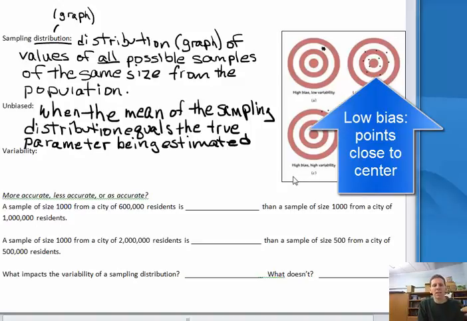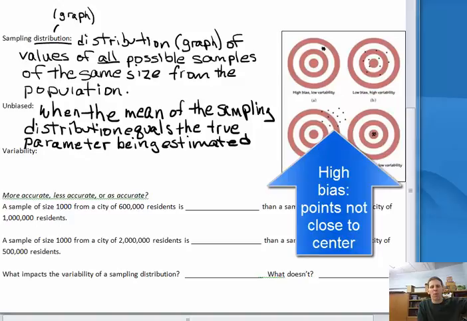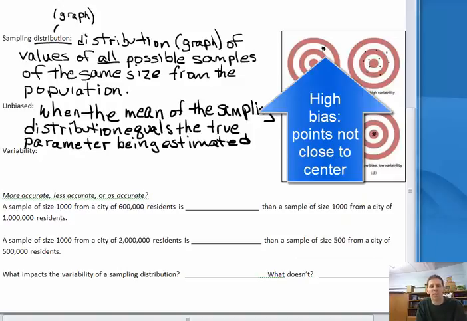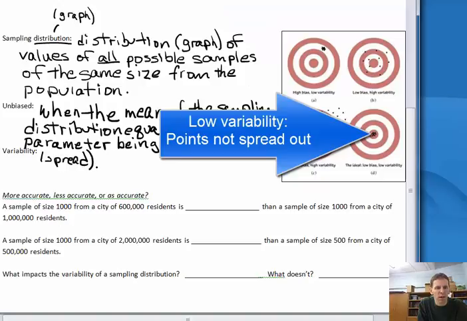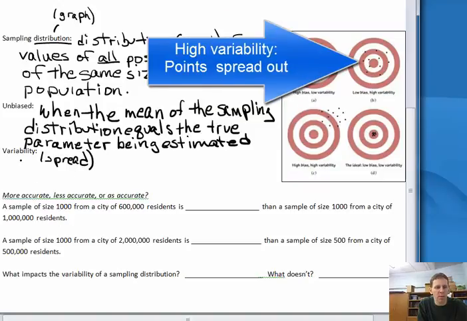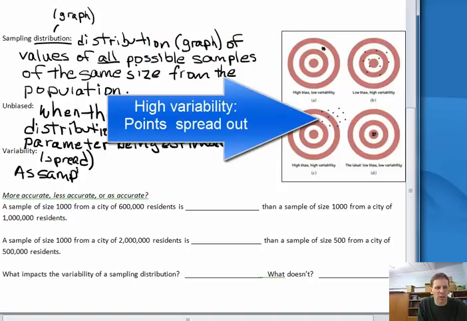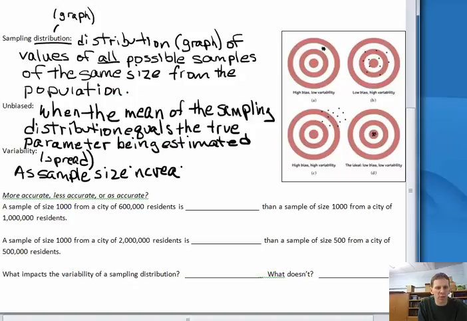If we have high bias, that means that the average of our sample points doesn't happen to be right on target. So what we want is unbiased data. We talked about this at the beginning of the year. We want our data to be free of bias, which makes it more accurate. Variability. Another word for variability is spread. And the idea I want to bring up here is, with variability, as your sample size increases, variability decreases.